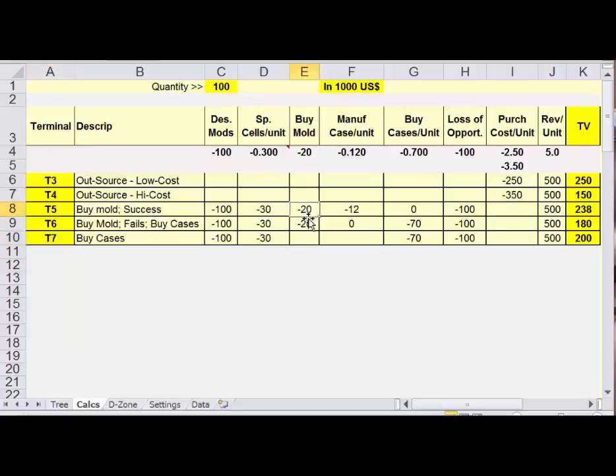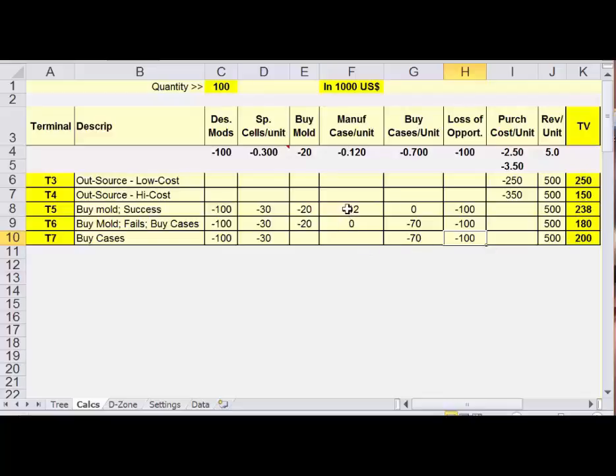In the case of the molding decision, we have to buy the molds and manufacture the molds if we are successful. But if we fail, we don't manufacture it. We go ahead and buy the cases. So we have the 2 cases here. And the loss of opportunity, because we could be producing batteries of another type in our factories, we have to recognize that we would lose $100,000 by doing this in-house. Now, simply doing the summation, we get the terminal values.